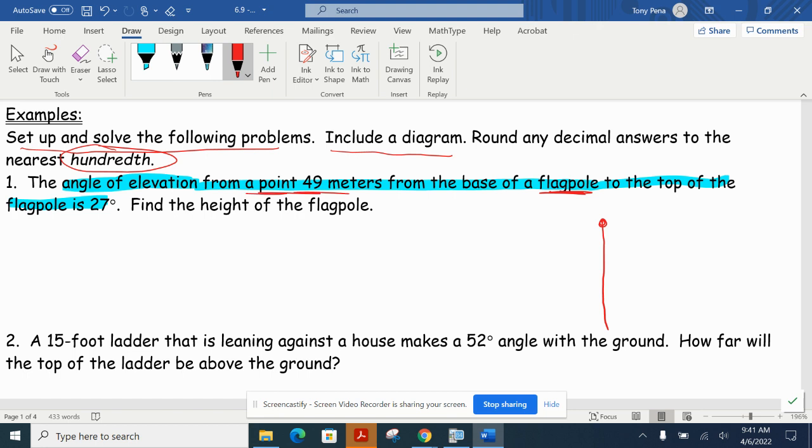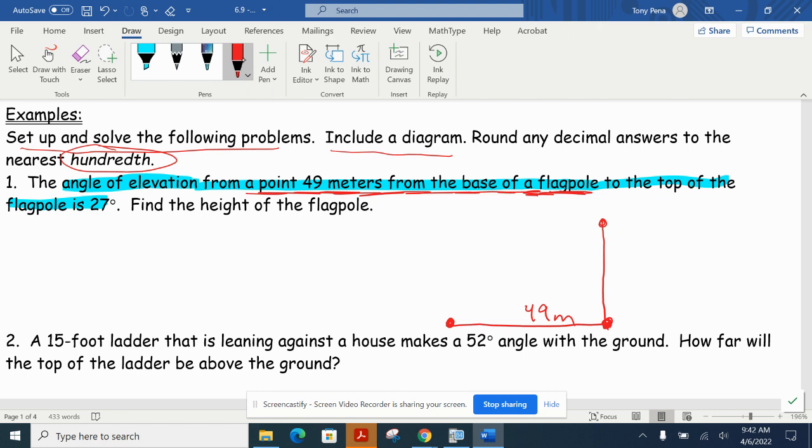Then a point that is 49 meters away from the flagpole. So I'm going to put that over here. So there is a point here. Here is the base of the flagpole. That's the bottom of your flagpole. This point, you are told, is 49 meters away from the base of that flagpole. So we know that's our 49. You can start to see the triangle form here, okay?